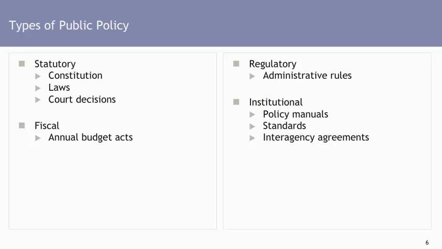Fiscal policies often relate to the legislative and executive branches of government and largely focus on annual budget acts and appropriations. Regulatory policies often involve decisions made by cabinet officers and agency directors, sometimes behind the scenes, and these often relate to administrative rules that are used to implement policy. And finally, institutional policies are decided by agency officials, and these might get embodied in policy manuals, standards that are promulgated, or interagency agreements.